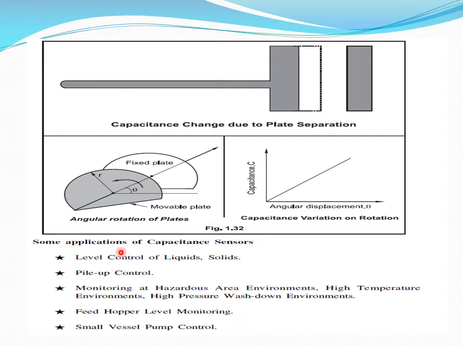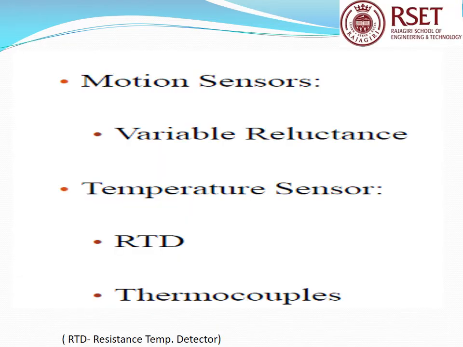Different application areas of the capacitance sensors are level control of liquid and solid, pile up control, monitoring in hazardous area environment, high temperature environment, high pressure washdown environment, feed hopper level monitoring, small vessel pump control. These are all some of the application areas.